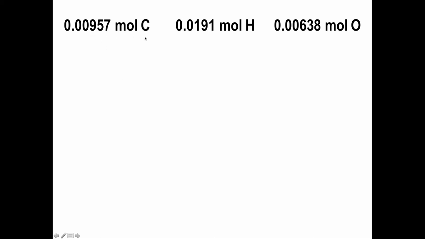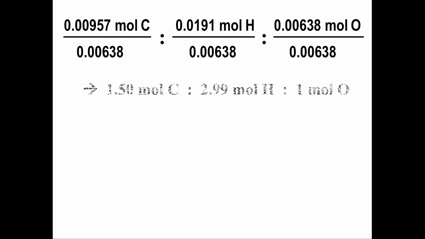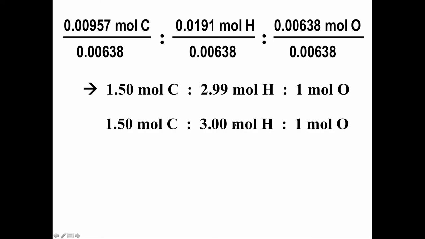Here is a summary: moles of carbon, moles of hydrogen, and moles of oxygen that we know. Remember that this is our ratio, and if you can't look at this and immediately see what it is as a whole number ratio, the advice would be divide by the smallest of those numbers, and that will still give us a ratio. And when we do that division, we have 1.5 moles of carbon to 2.99 moles of hydrogen to 1 mole of oxygen. Rounding these off gives 1.5 to 3 to 1.